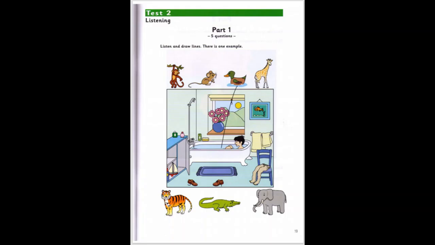Can you see the line? This is an example. Now you listen and draw lines.